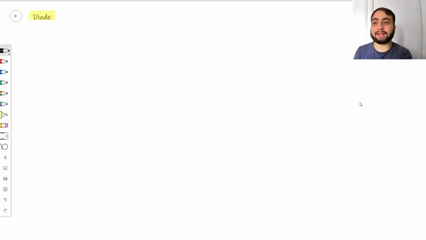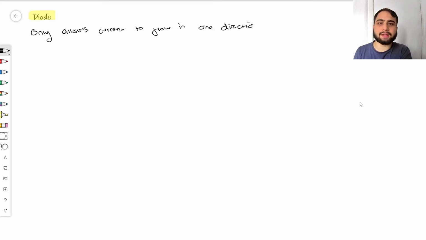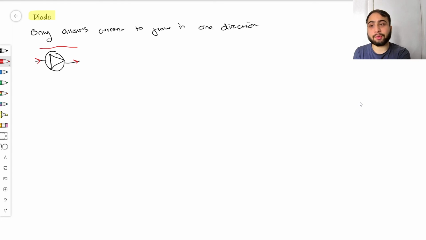So a diode is a component which only allows current to flow in one direction. So what do I mean by that? If we draw our circuit symbol for a diode here, you can see that the triangle is pointing one way. This diode will only allow current to flow this direction through it. It will not allow current to flow this direction through it. In fact, if you try and force current to flow through it that way, so if you accidentally connect the diode backwards, it might just melt, right?